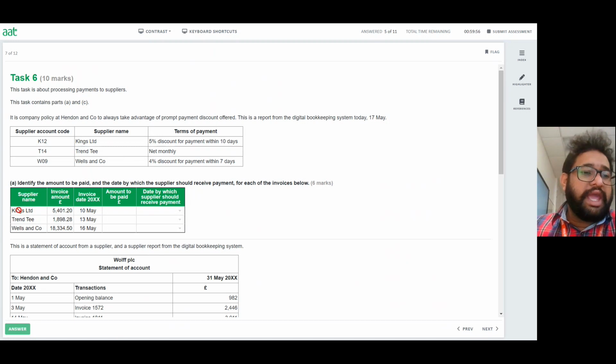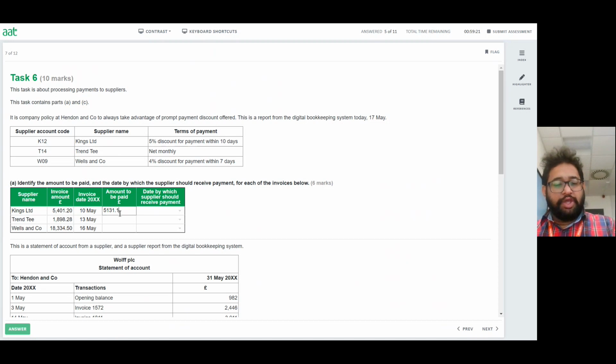Okay, so here, King Limited, which is this one, we're going to say the amount paid, how much we'll be paying, and what is the date we have to pay that by. So if you look at King's Limited, we take 5% prompt payment discount. Here the amount £5,401 and 20 pence is the whole of the amount. So if we take 5% discount, we find what is the 95% of the invoice.